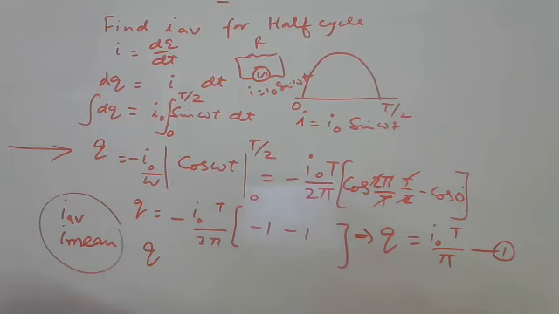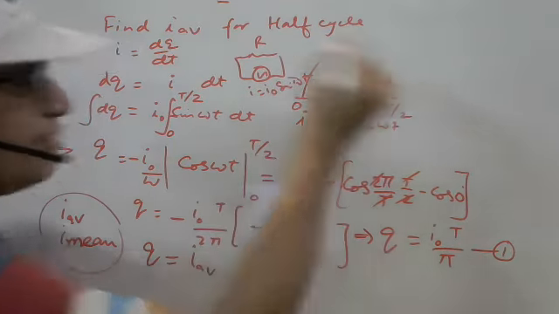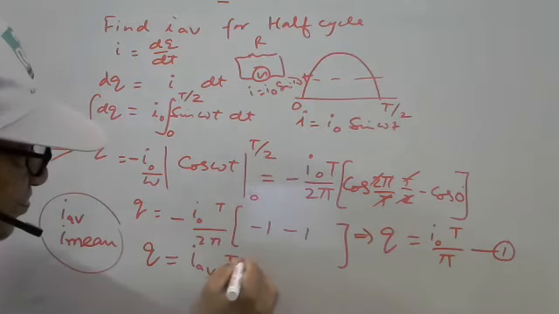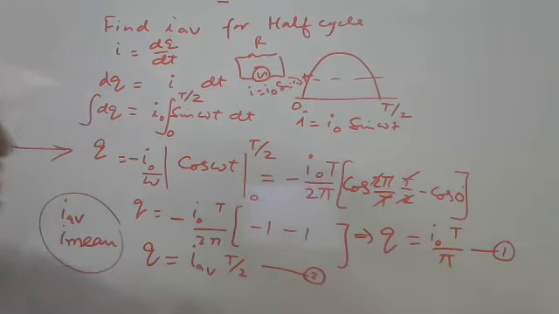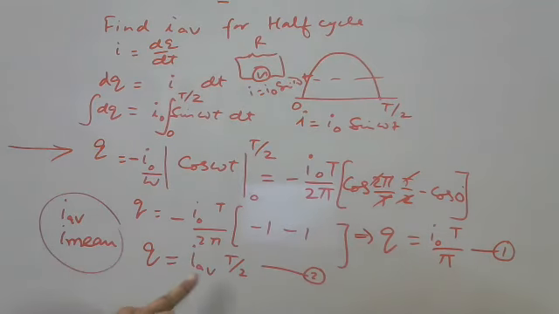So Q will be I multiplied by time. What is the I? Let us say this is the average value. And what is the time? Half cycle, so T by 2. Equation 1 and 2 are both the same thing, so we can equate equation 1 and 2, because the charge flow is the same whether calculated like this or directly by taking the average value times T by 2.